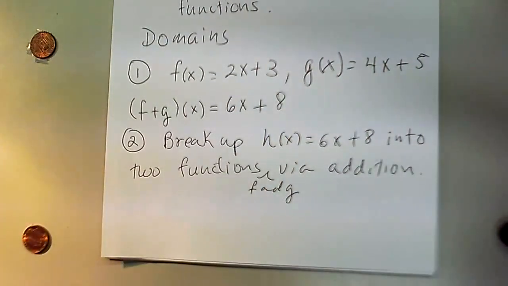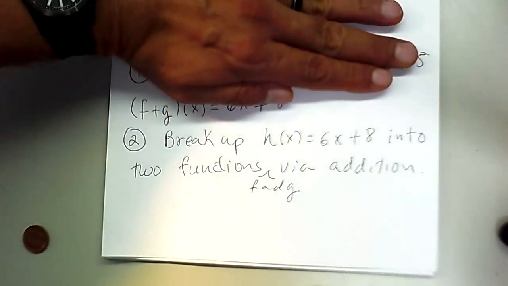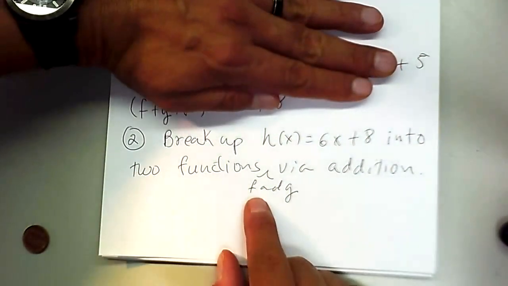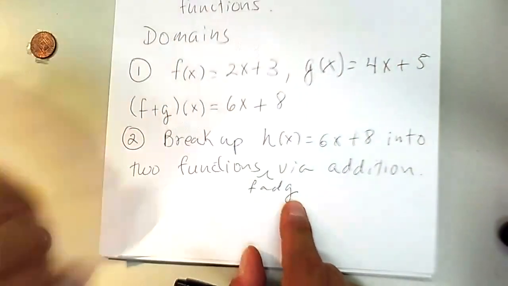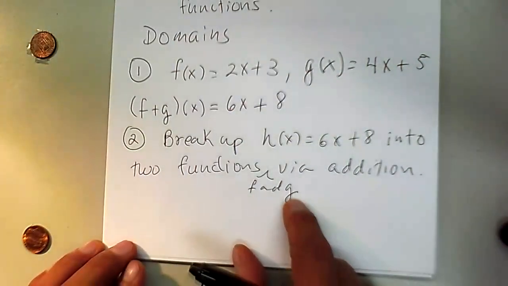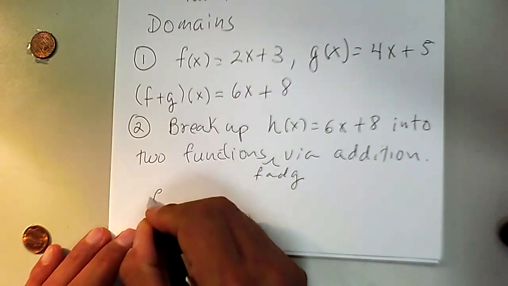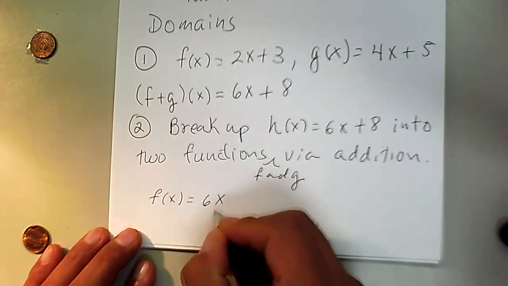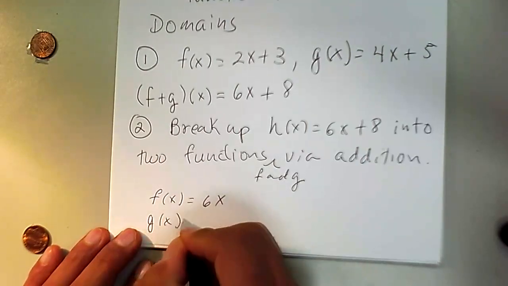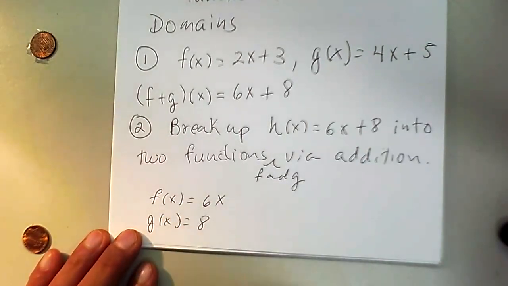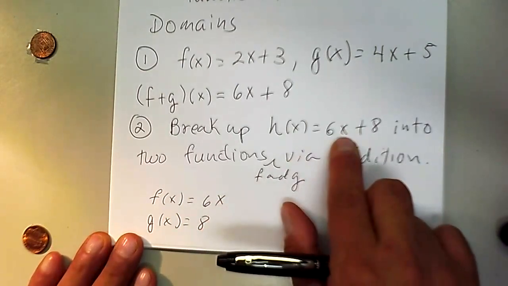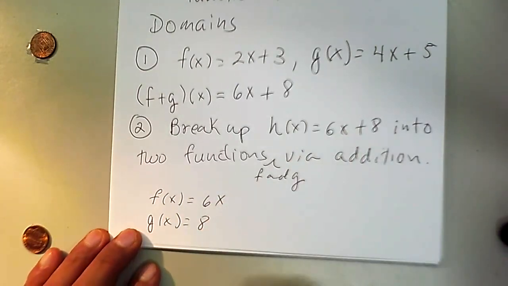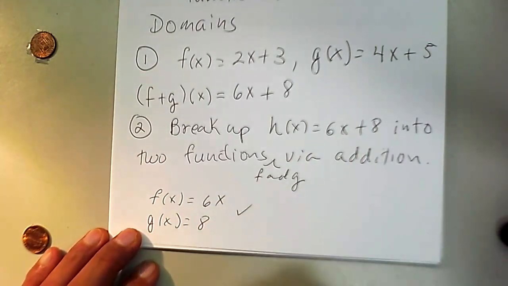So let's pretend you didn't have this problem. If you had this one, then there's many solutions. Be aware that there could be many solutions. Somebody could say, wait a minute, I could have f of x equals 6x and g of x equals 8. And when we add them together, we end up with this function. So that is a good answer.